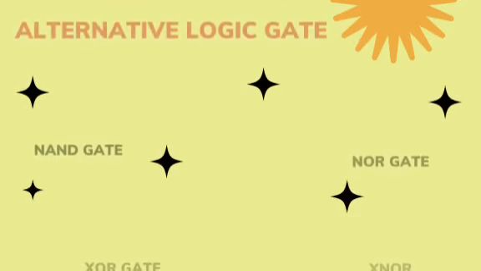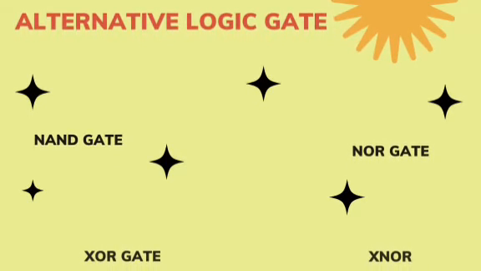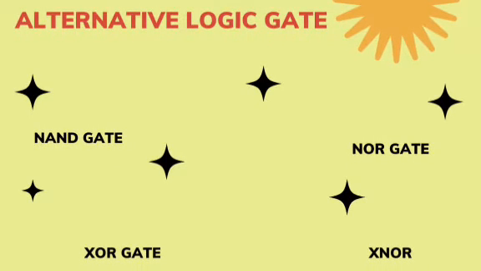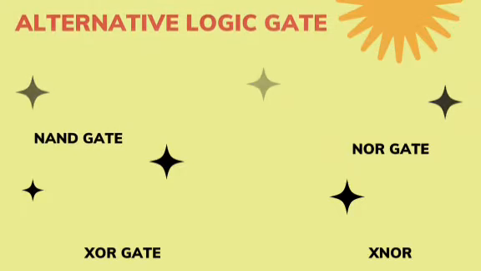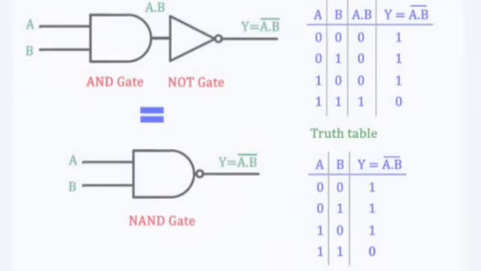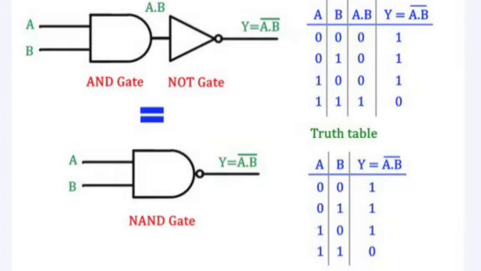But in this class, we'll be emphasizing the alternative logic gates. That includes the NAND gate, the NOR gate, the XOR gate, also called the exclusive OR gate, and the XNOR gate, also called the exclusive NOR gate. In this class, we'll also be breaking down these four gates briefly. But let's take on the first one, called the NAND gate.